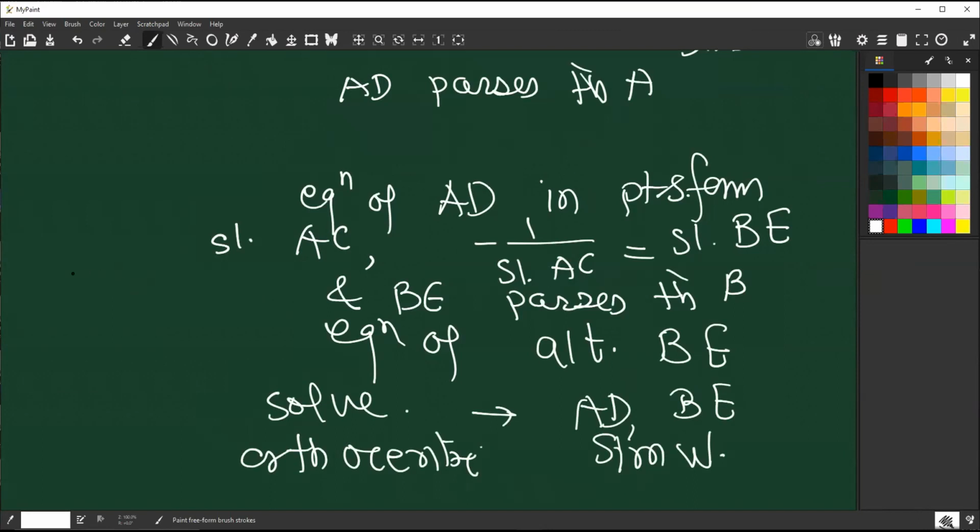And what is the shortcut? How do you find the orthocenter of a right angled triangle? What is the orthocenter for a right angled triangle? The point itself at which the angle made is 90. Suppose these vertices are given, and it is a right angle triangle, then the point at which the right angle is formed, that itself is the orthocenter. You don't have to do any calculation.